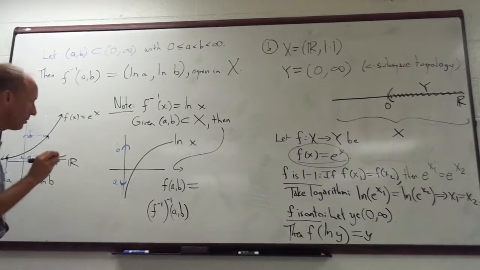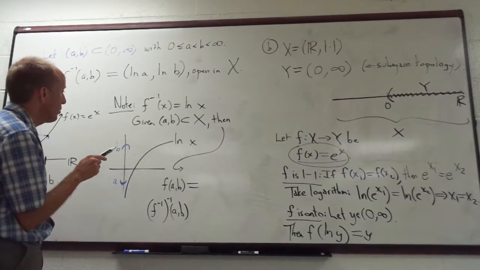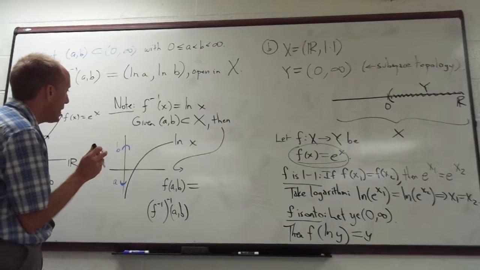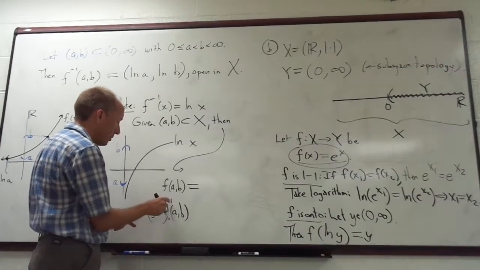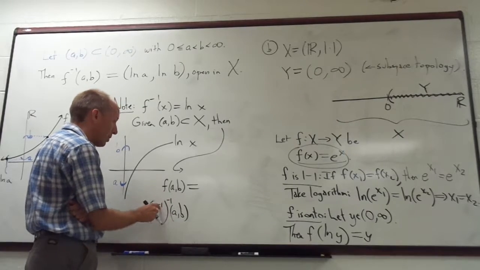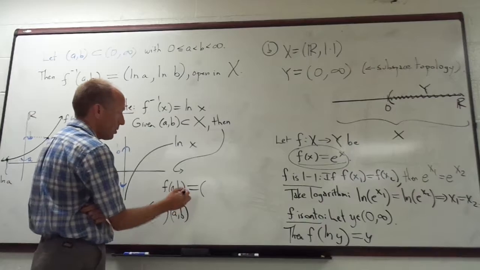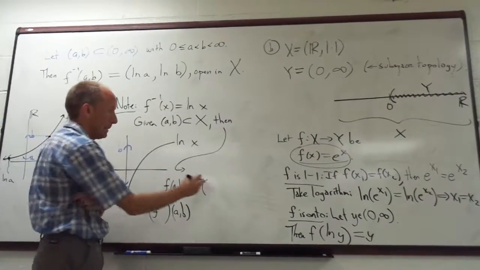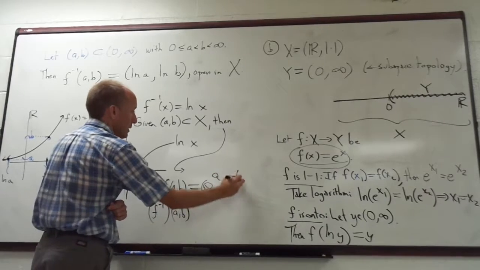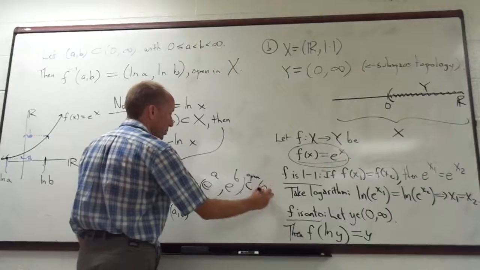Actually, wait a second. Is this what I want to be doing? No, this is right. I'm taking the pre-image under f inverse of (a, b). So this is just f of (a, b), which is just what interval? e to the a to e to the b. Exactly. Which is open in 0 to infinity.